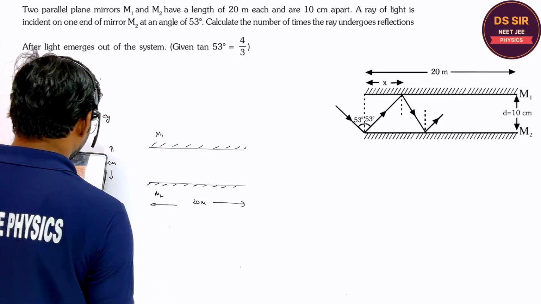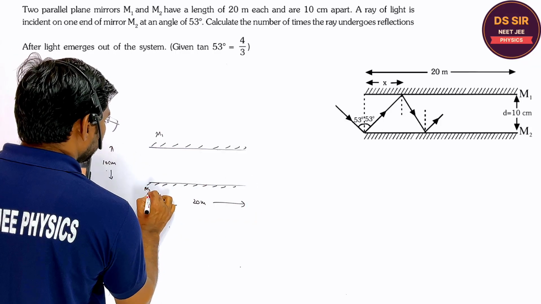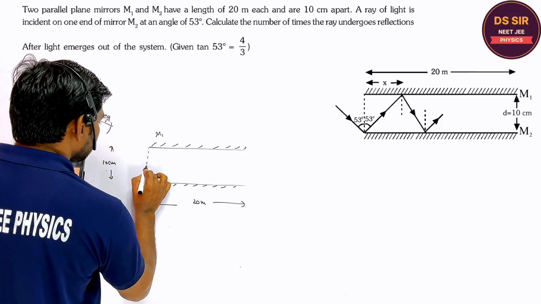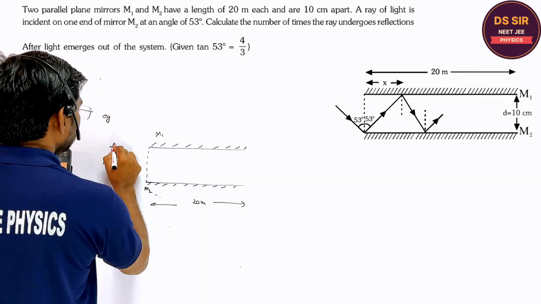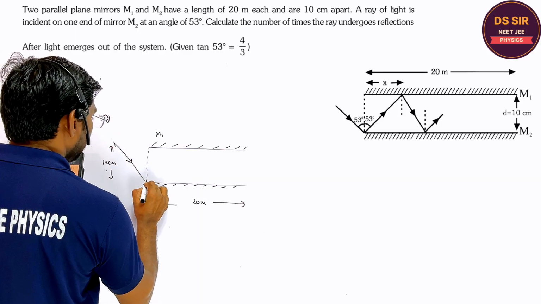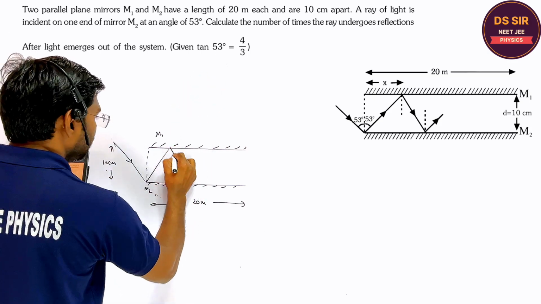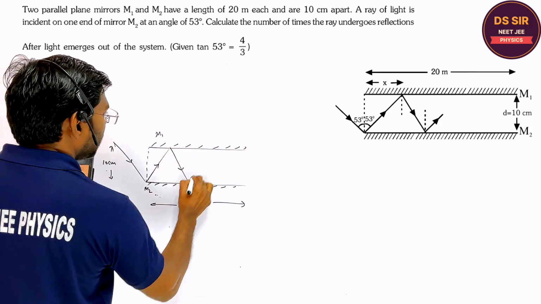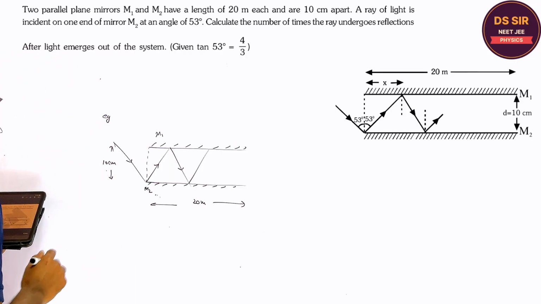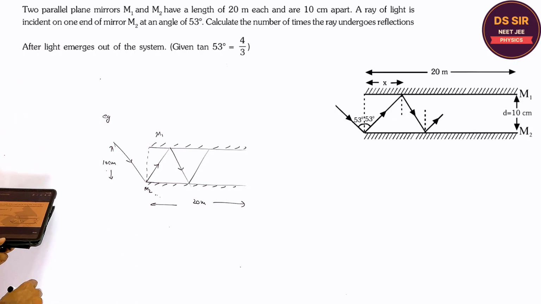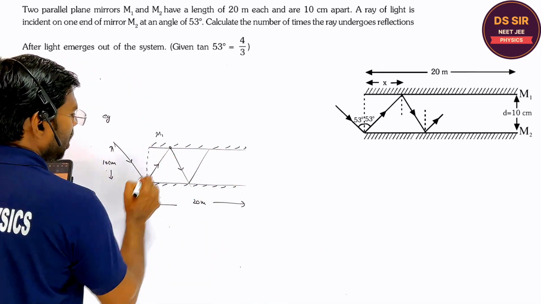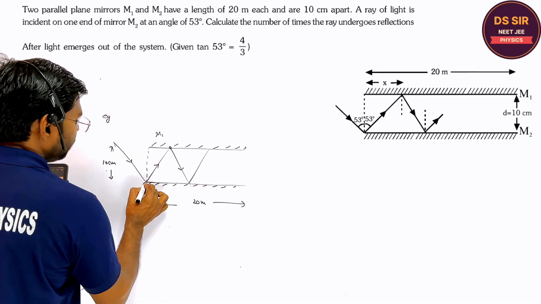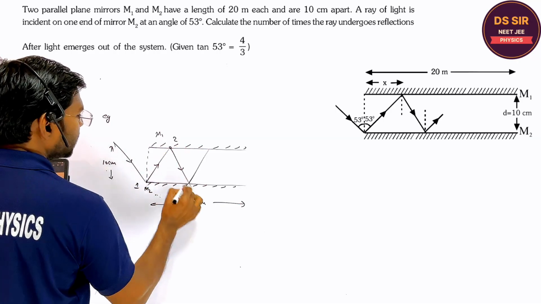A light ray is incident on M2. If this is the mirror M2, the light is just incident over here, and it is reflected, then it is again incident, then again reflected like this. So what they are asking is to calculate the number of times the ray undergoes reflection after light emerges out of the system. So finally it will emerge out. You have to find how many reflections take place. This is the first reflection, this is the second, this is the third.